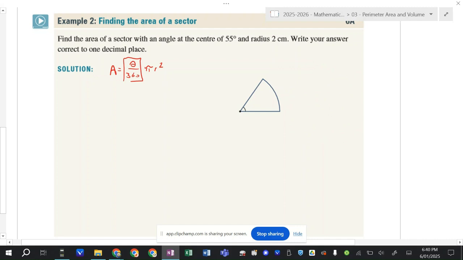So let's have a look. In this particular case, we have an angle of 55 degrees and a radius of 2 centimeters. So there's my diagram. So my area equals, I'll write down what I know: theta equals 55 degrees and r equals 2 centimeters. So I've got 55 over 360 pi times 2 squared.